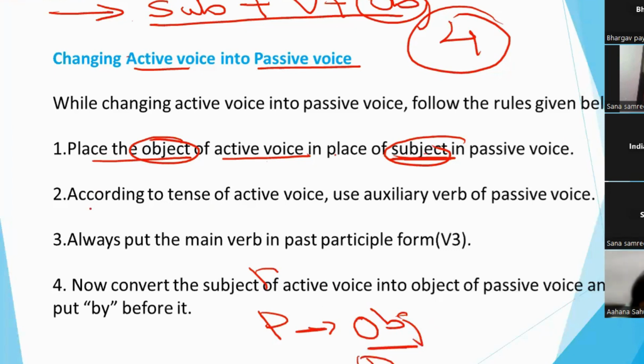I didn't understand the first one, this first line. Okay. So when you have to change the active voice into the passive voice, you have to follow 4 rules. The first rule says, place the object of active voice in place of subject in the passive voice.